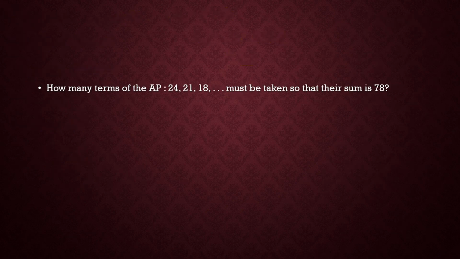Next question. How many terms of the AP must be taken so that their sum is 78? Though they have given us the value of Sn is equal to 78, they are asking how many terms must be taken. That is, we have to find the value of n. A is equal to 24.